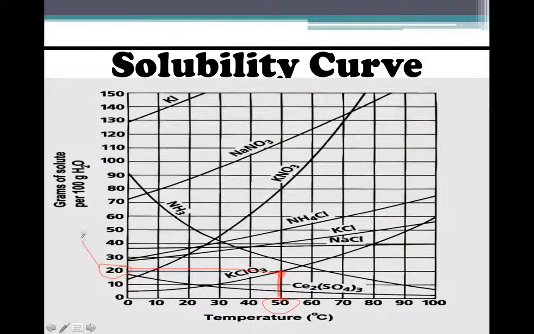But the 20 grams is actually at 100 grams. But we want it being dissolved in 300 grams of water. That's a lot more water. That's 3 times as much. So what you do is you take that 20 and multiply it times 3 because it's 3 times as much. So 3 times 20 would be 60 grams. Okay, so I'm tripling the 20.